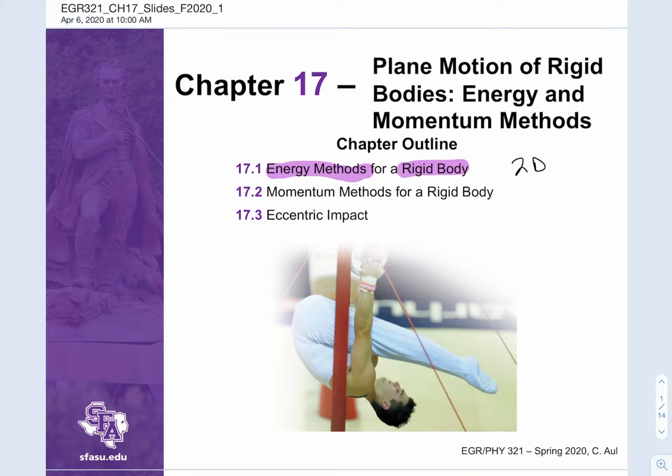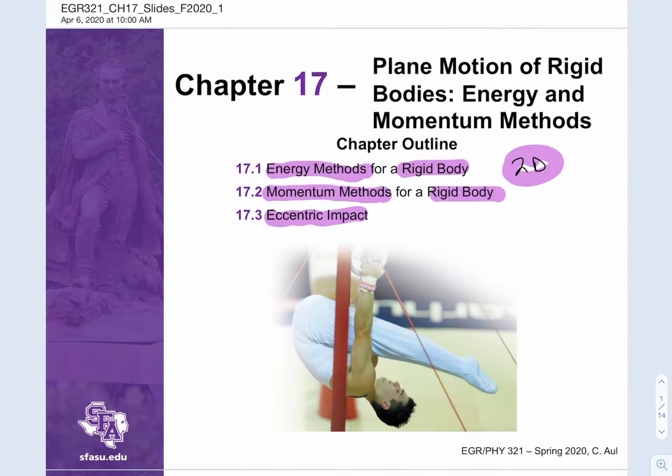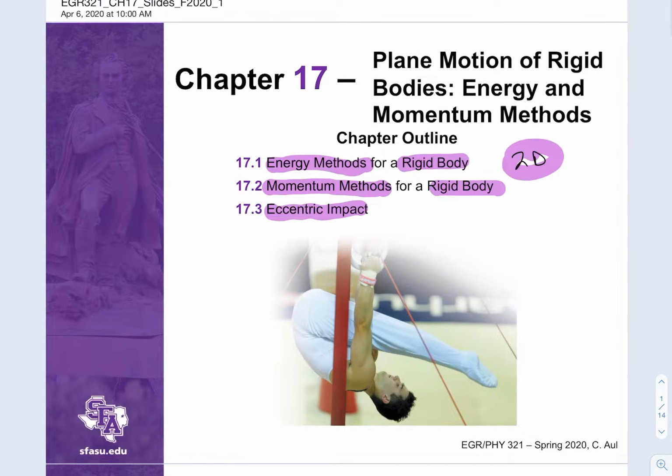But for chapter 17 specifically, we're first going to look at section 17.1, which describes energy methods for a rigid body. I don't mean to cross that out, I meant to highlight it. We're looking at energy methods. Then in section 17.2, we're going to go through momentum methods for a rigid body, once again still in 2D. And then in the last section, we'll cover eccentric impact.